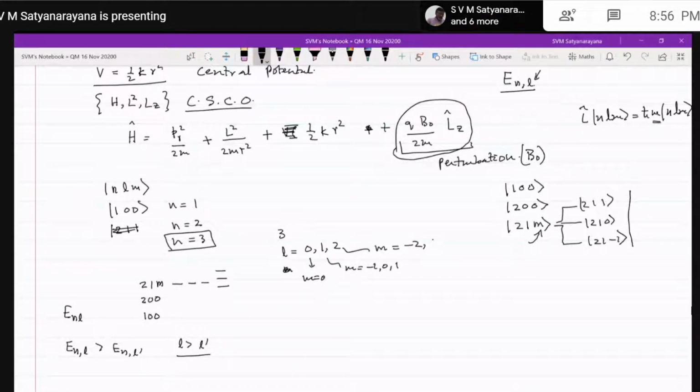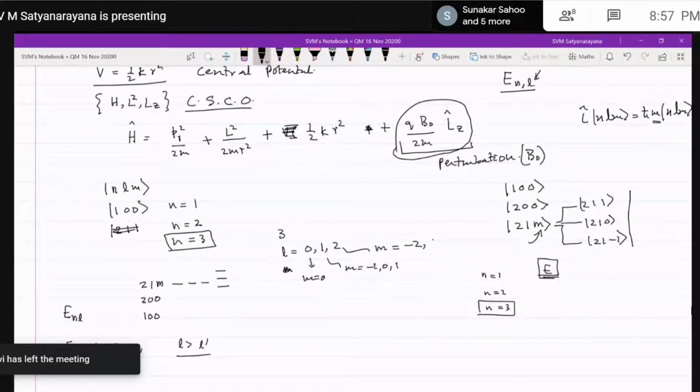If they are thinking that n equal to 1 is the ground state, n equal to 2 is the first excited state, and n equal to 3 is the second excited state, that means they are assuming that energy does not depend on l, which is not correct for the harmonic oscillator potential. Any central potential other than the Coulomb potential will have energies that depend on l. Coulomb potential alone has an additional symmetry, the Laplace-Runge-Lenz vector, and that is the reason for energy becoming independent of l also.